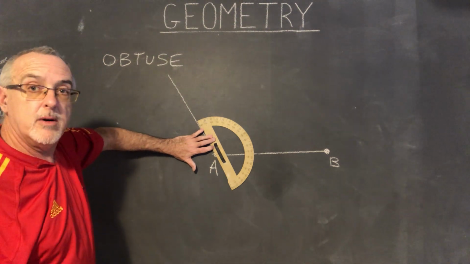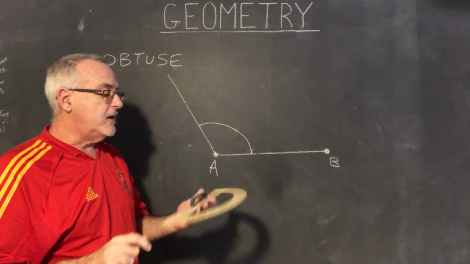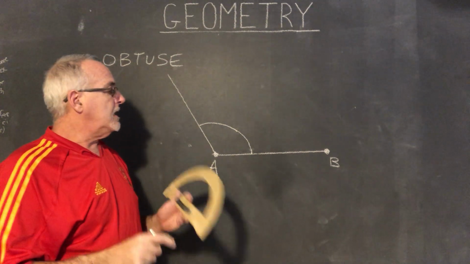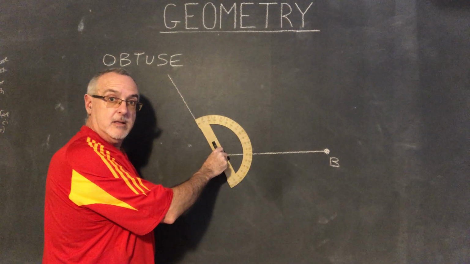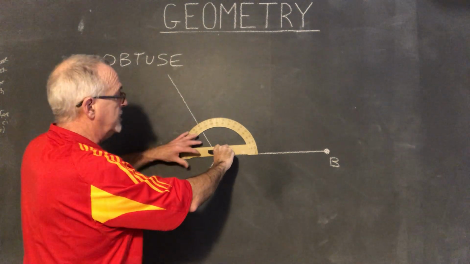And that is important to know. Protractors are easy to use. Most students find them easy to use, but there can be a couple little hiccups along the way. And those hiccups have to do with the fact that I can line up my protractor like this, or I can line it like this.